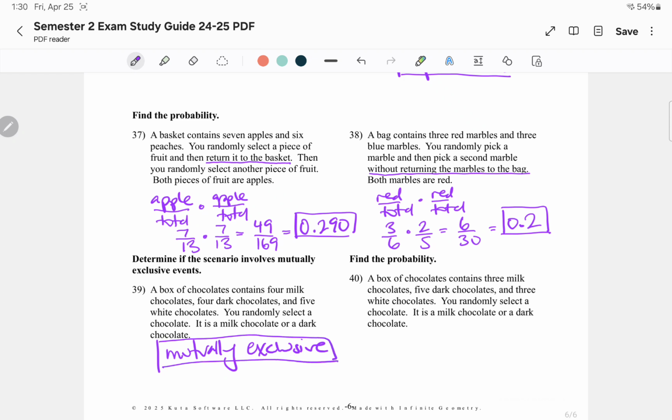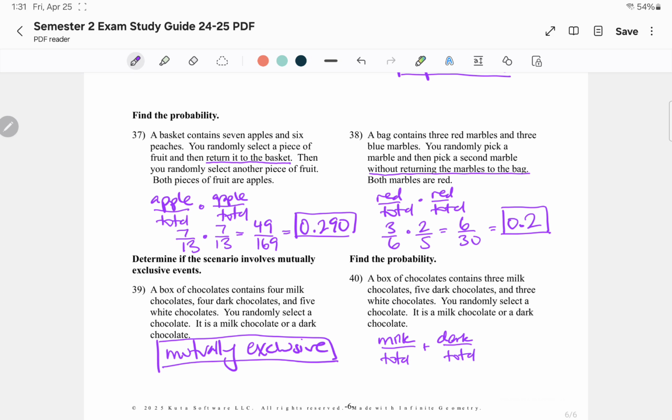Okay. And now for 40, a box of chocolate. So this is actually the same kind of thing. You randomly select a chocolate. It is milk chocolate or dark chocolate. So I'm going to give you a little hint. On the exam, it's going to be basically mutually exclusive, just like this one. So there's no table I'm going to give you. All you have to do is add them. So I'm going to start with milk over total. And I'm going to add the dark over total.